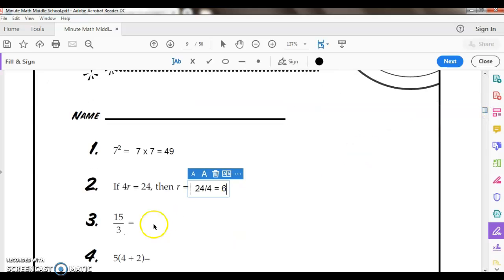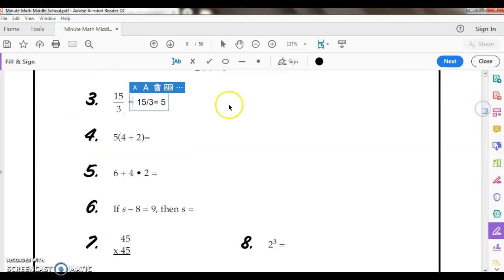Moving on, we have 15 divided by 3 equals 8. Or no, 6? I think 5. Let me make sure. 3, yeah, 5. 5 times 3 equals 15. My apologies. I got a little bit confused.